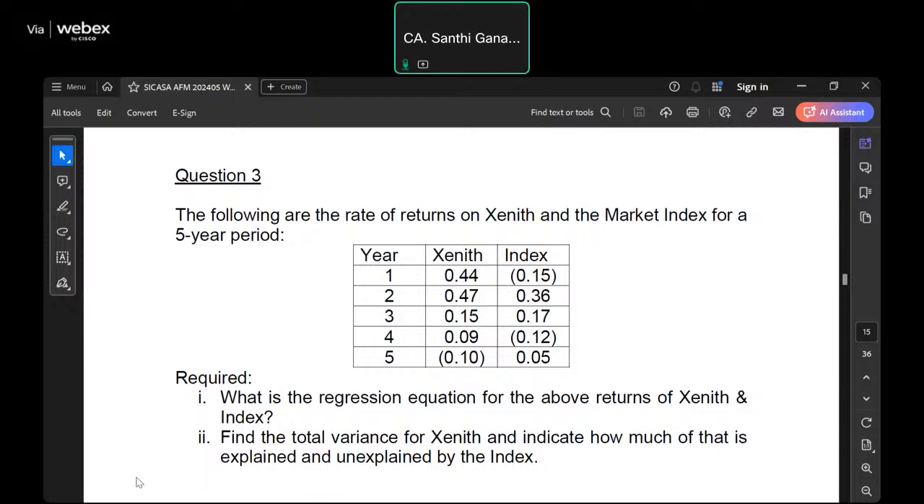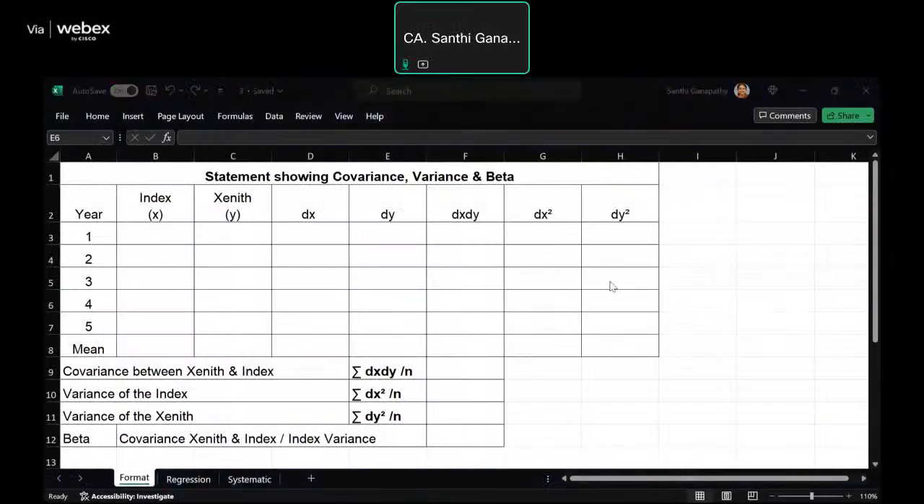I will give you the format in which you need to work it out. You can try, then we can discuss the answer. So, index is the independent variable, therefore x. Zenith is the dependent variable, therefore y. Dx, dy, sigma dx dy, dx squared, dy squared, sigma dx squared, sigma dy squared. Please try, then we can discuss.